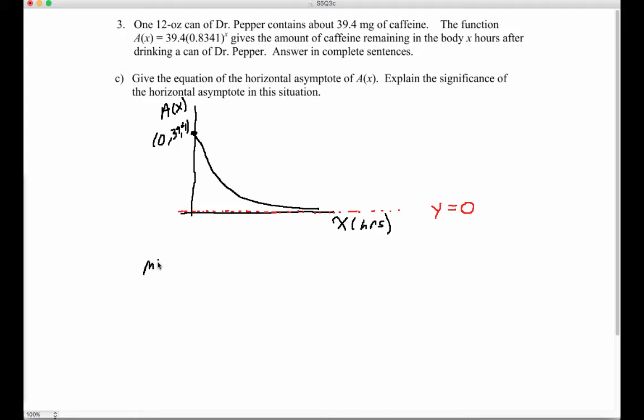Well, it says that mathematically, or math-wise, you have to let x go to infinity. One way of stating that is you write an x with an arrow pointed towards infinity to get to 0 milligrams of caffeine. That's to get a of x to approach 0.